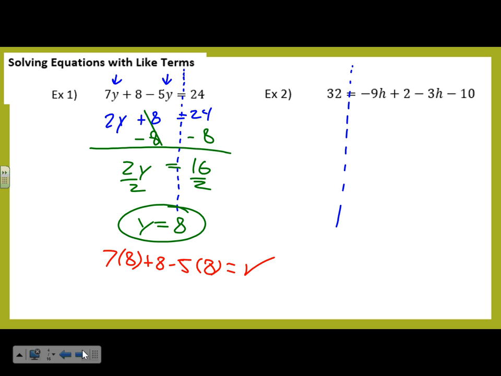So again, combine my like terms first before I do anything. I have negative 9 and negative 3, so that's going to be negative 12h. And then a 2 minus 10 is negative 8. And now we can start doing things on both sides of that dotted line. Now we're canceling since we're taking across that equal sign.